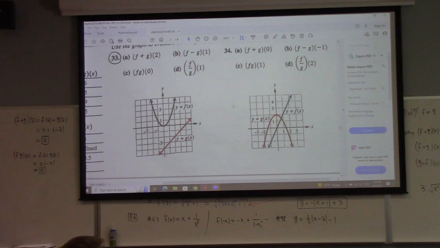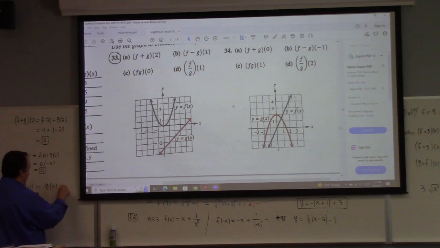Let me do a composite one. That's not on this list, but let's do that one, okay? What would, let's say, g of f of 0 be? Oh yeah, sorry, this is g composed with f of 0, right? What is f of 0? Well, we just figured that out. F of 0 is 0. So this would be equal to g of 0 as it happens, which is, you guys just told me, -4.